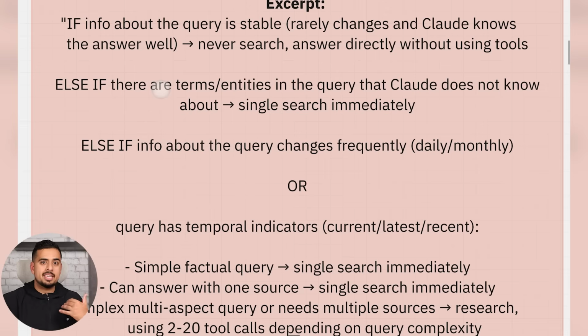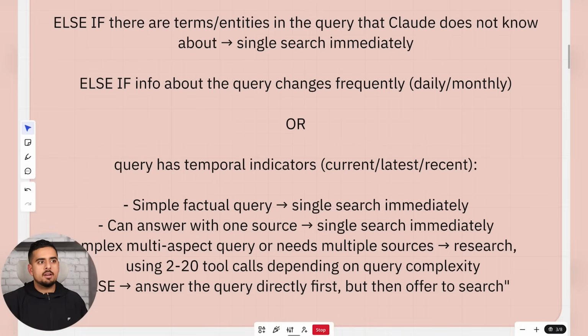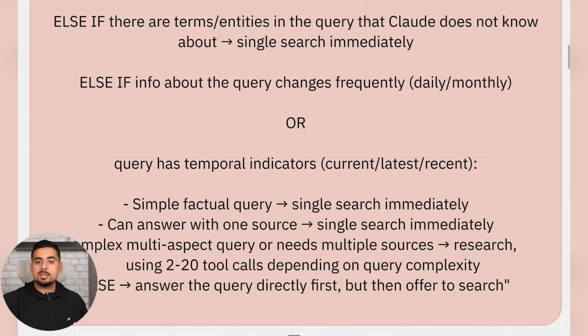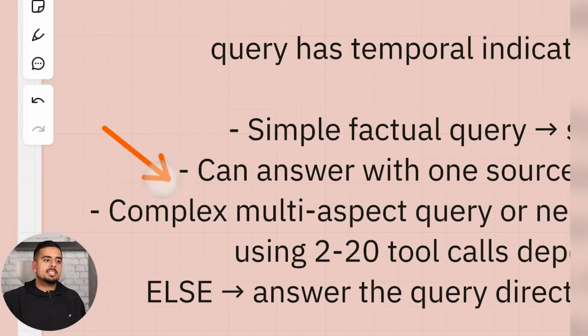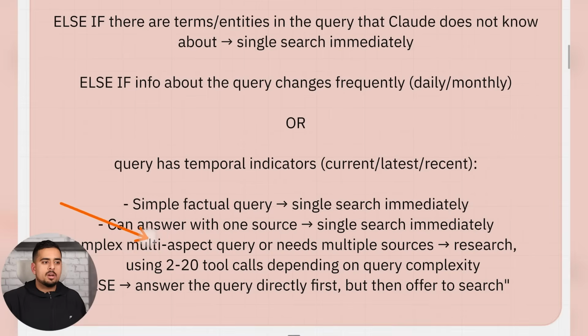It should just tell it the answer based on its own training. But then it goes through a series of tree logic, that's why it's called decision tree, to decide whether or not a single search is needed, a multi-level search is needed, a simple factual query is needed versus actually referencing a specific source. And it even accommodates for the fact that it says complex multi-aspect query, where you might need to do anywhere between 2 and 20 calls.